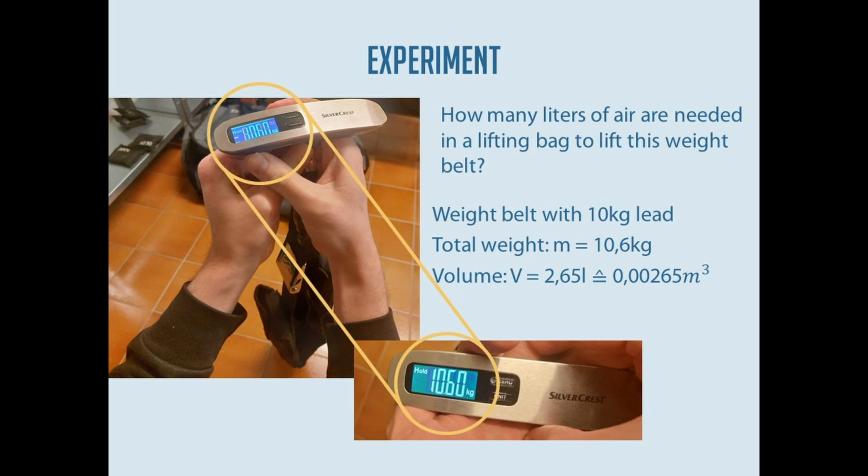The belt with the lead in it weighs 10.6 kg and the volume is 2.65 liters, the equivalent of 0.00265 cubic meters. To simplify the whole thing, we will neglect the water pressure on the weight belt and the lifting bag, as well as its own weight. However, you are welcome to guess or estimate how many liters of air we have to fill into the lifting bag to lift the belt. Feel free to post this in the comments.